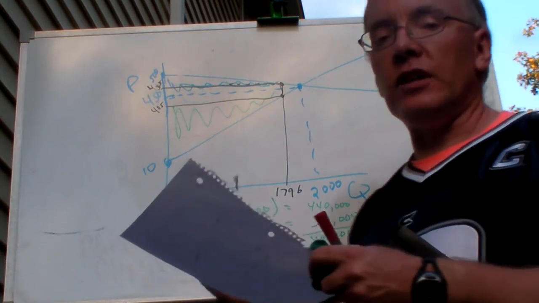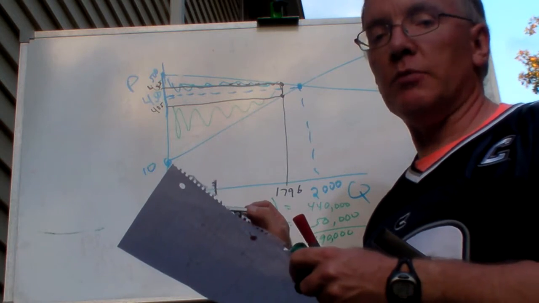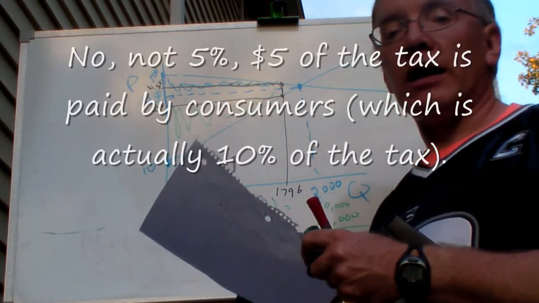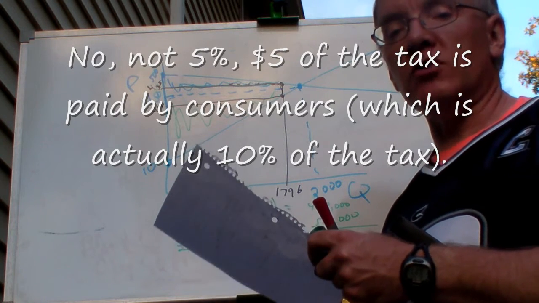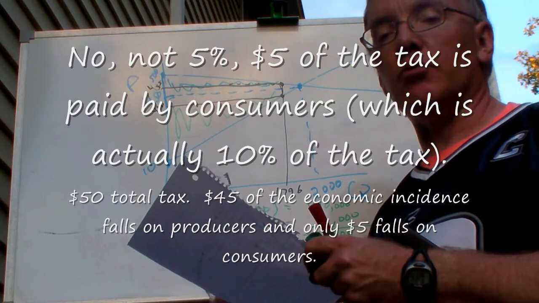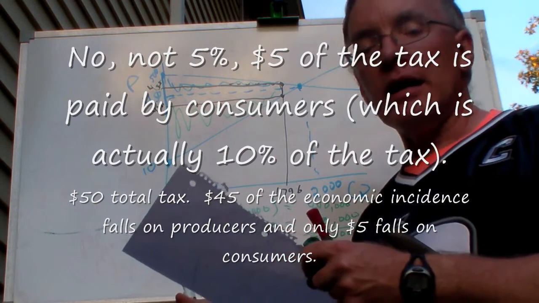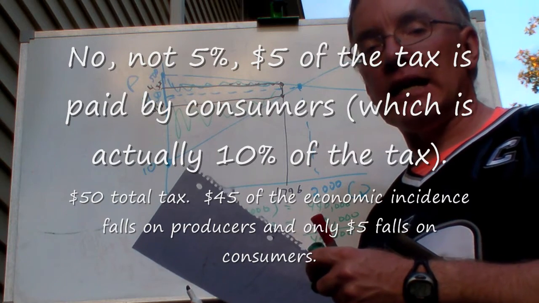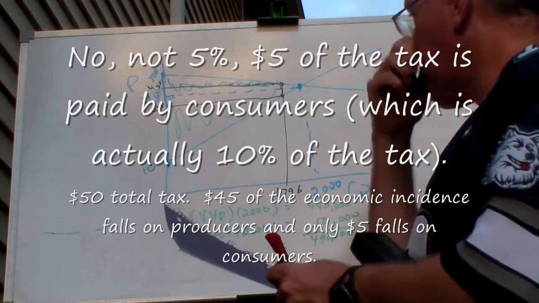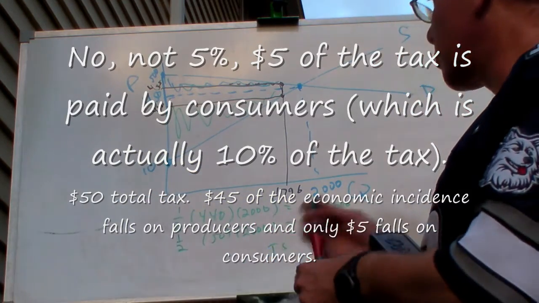And notice of the $50 excise tax, 45 of it is being absorbed by producers, and only 5 is being passed on to consumers. So the government has imposed a $50 tax, and yet consumers have only seen their price go up by $5. And that's because the supply is more inelastic than demand, or demand is more elastic than supply. And now we can again compute the producer surplus and the consumer surplus.